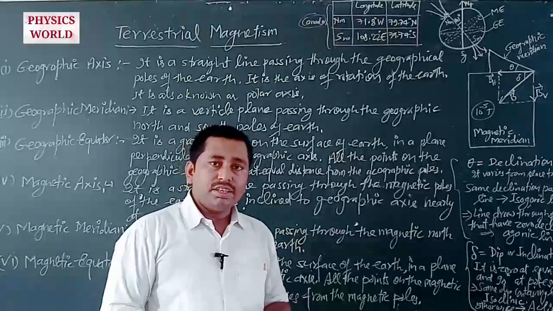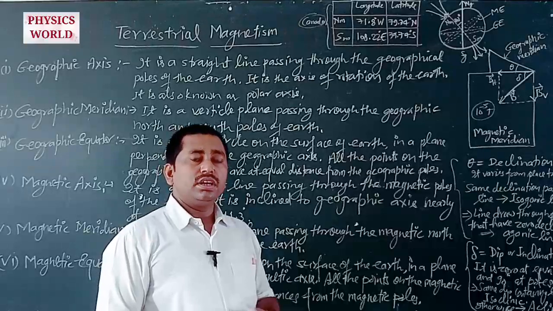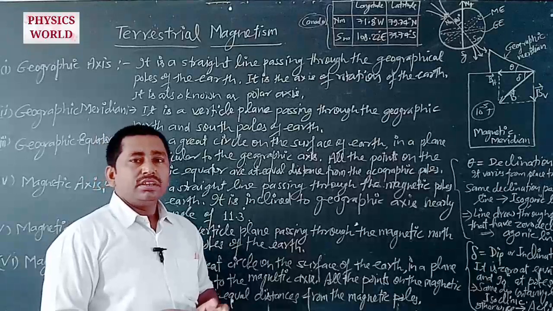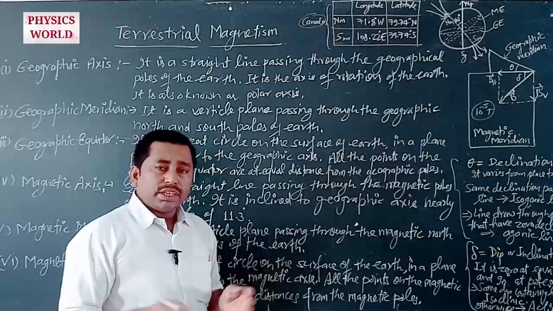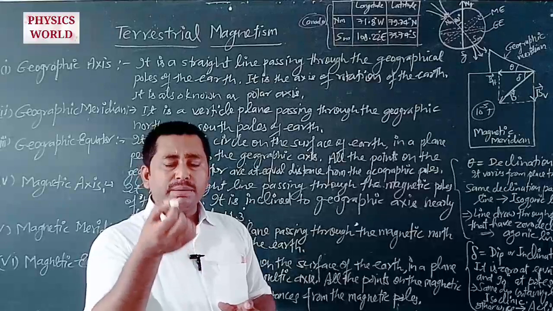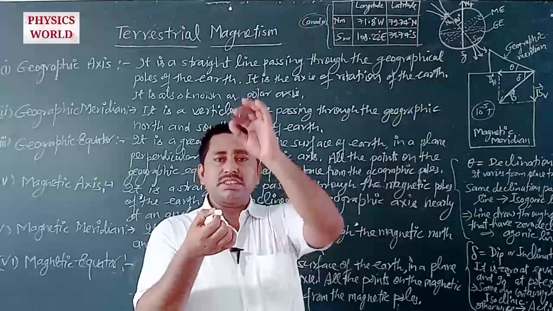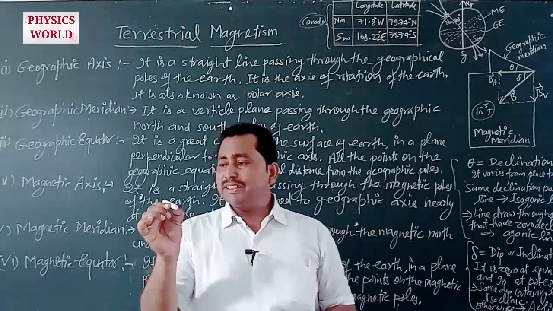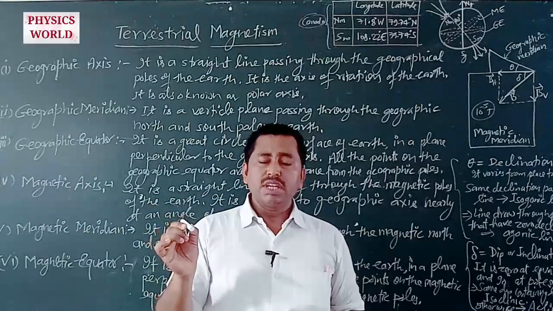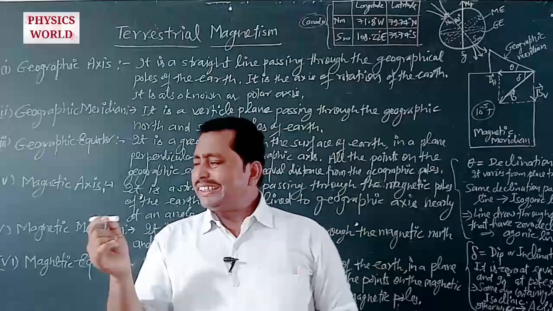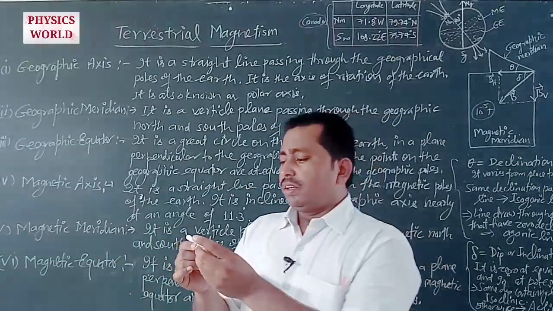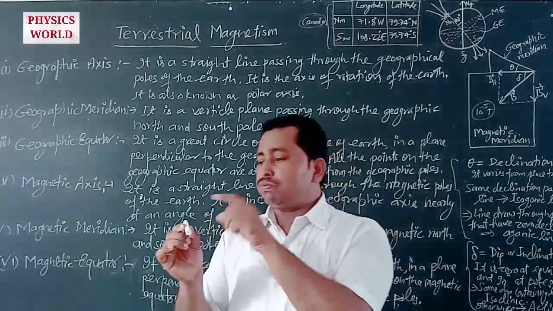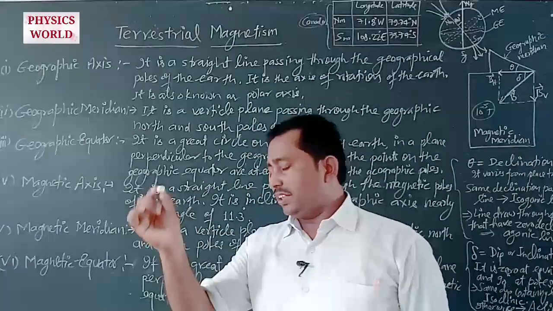Hello students, let us start our discussion about Earth's magnetism and terrestrial magnetism. As we know, when we place a bar magnet freely suspended by a massless thread, it always tends to align in the direction of north and south. So it always stays in the north-south direction. It means Earth always possesses a magnetic field and applies some force on this bar magnet to keep it in this position.